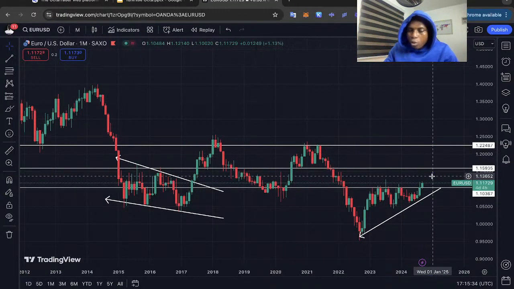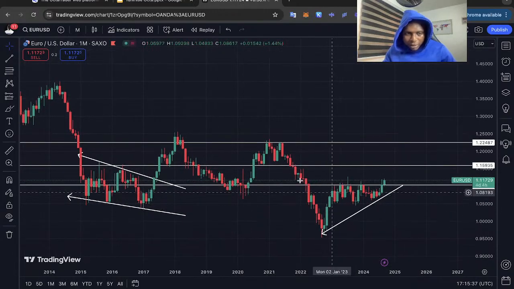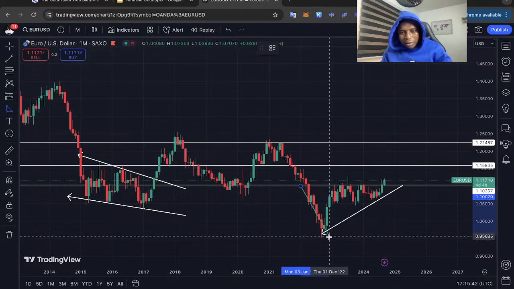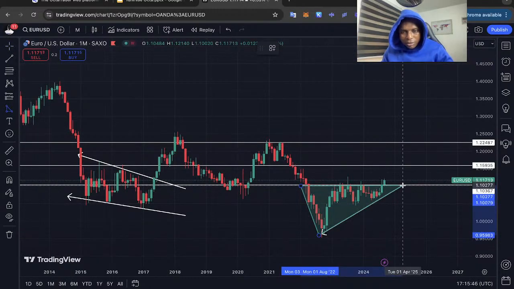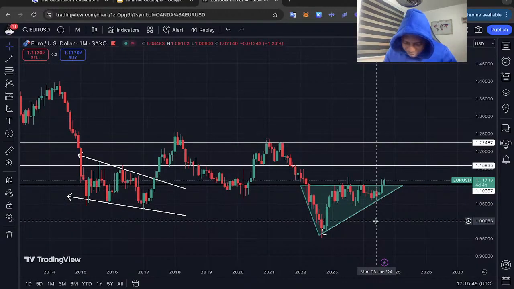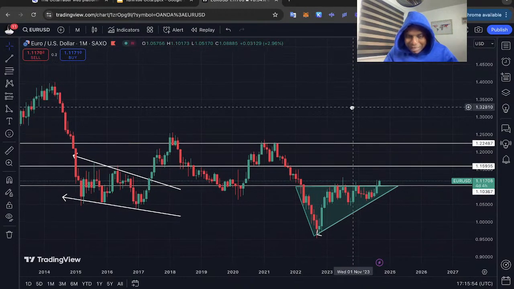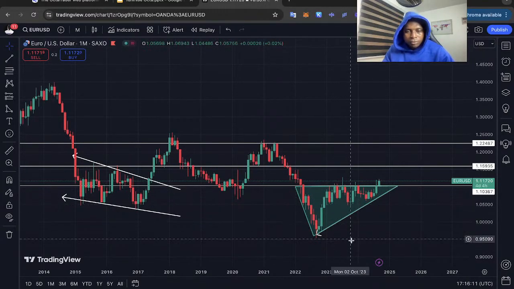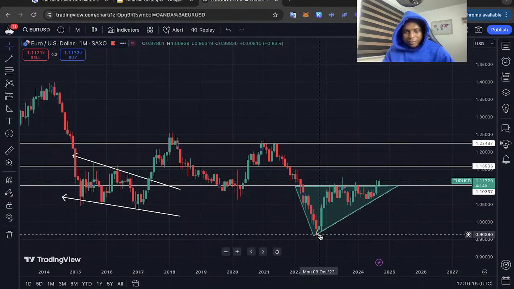Now, who can tell me what chart pattern we can spot here from what I've indicated? What chart pattern can we spot at this level? I need somebody to drop it in the chat. Okay, let's make this an interactive session. What chart pattern are you expecting? What chart pattern is this? Who can tell me? Okay, I'm waiting. What chart pattern can you see here?